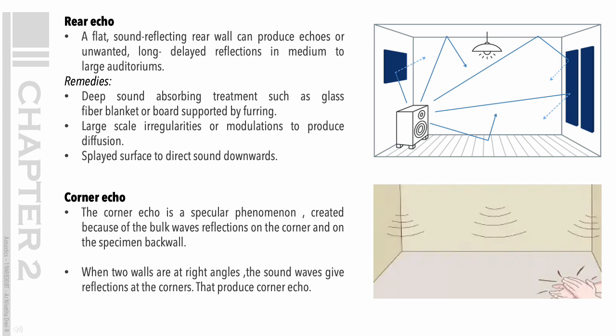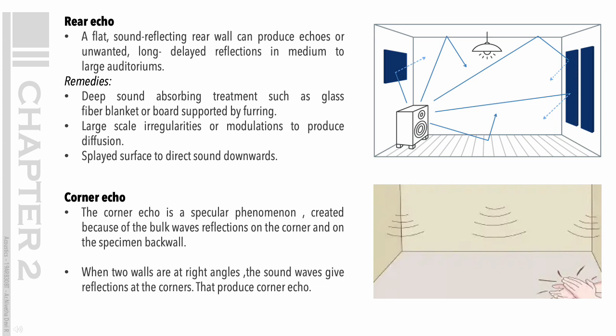Rear echo: a flat, sound-reflecting rear wall can produce echoes, or unwanted, long-delayed reflections, in medium to large auditoriums. Remedies: deep sound-absorbing treatment such as glass fiber blanket or board supported by furring. Large-scale irregularities or modulations to produce diffusion. Splayed surface to direct sound downwards.